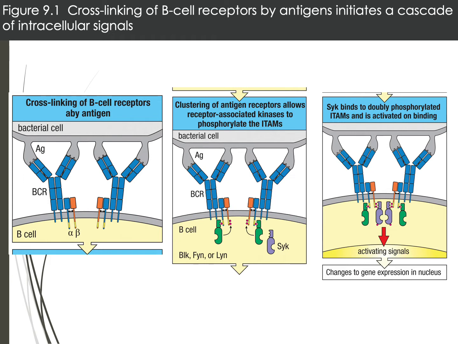Keep in mind that with the T-independent response, you classically don't get class switching and you don't get somatic hypermutation. So these aren't necessarily ideal antibodies that you're going to produce, but at least something is better than nothing. And it gives you an initial response.